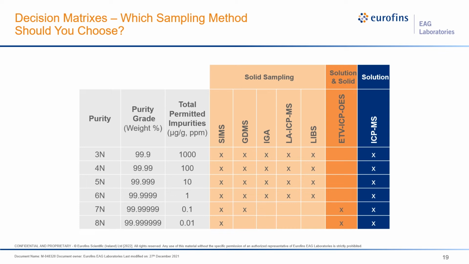We also have included the techniques we're discussing today and their sensitivities in relation to these purity grades. And we can see that our most sensitive techniques are SIMS, GDMS, ETV ICP-OES, and ICP-MS. So these techniques would be the best to consider when testing extremely pure materials or extremely small amounts. Okay, so now let's start looking at these techniques in a little bit more detail.